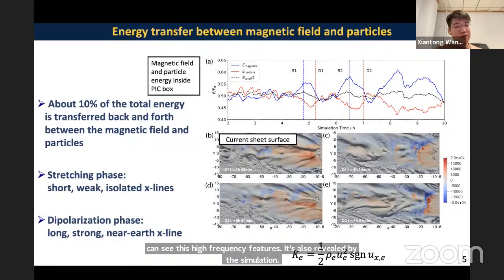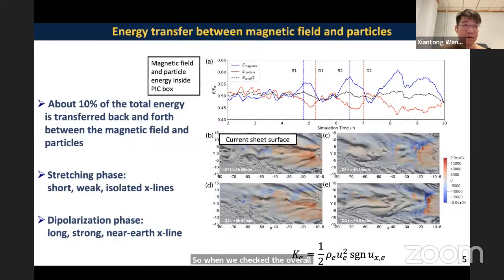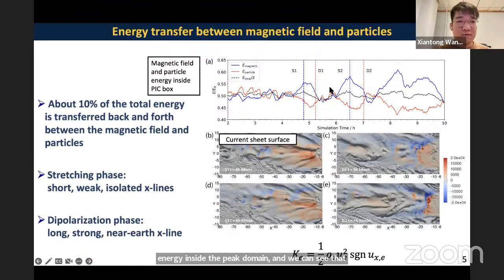So when we check the overall features of the sawtooth oscillations, we go deeper into the physical processes of the magnetotail when the sawtooth oscillations are happening. So we plotted the magnetic field energy and particle energy inside the PEAK domain. And we can see that there's a periodic loading and unloading feature of the magnetic field energy and the particle energy corresponding to the oscillations. When the oscillation is happening, about 10% of the total energy is transferred back and forth between the magnetic field and particles.